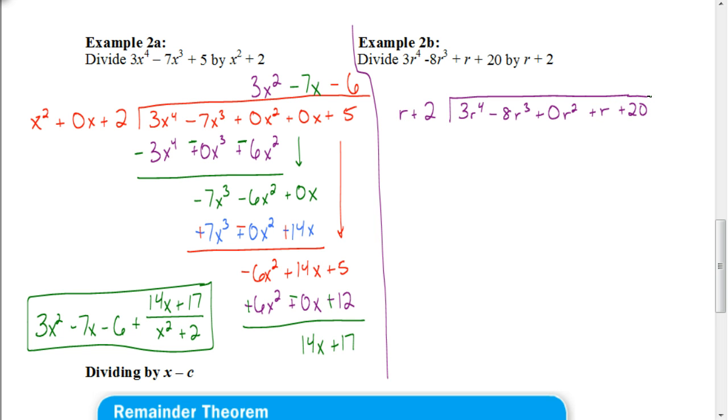Now I want you guys to try this one on your own. I'm going to give you a hint. You should get a remainder of just 130 as your remainder. So I want you guys to try dividing this and see if you can get your answer with a remainder of 130. So pause the video and hit play when you're ready to check to see if you have the correct answer.